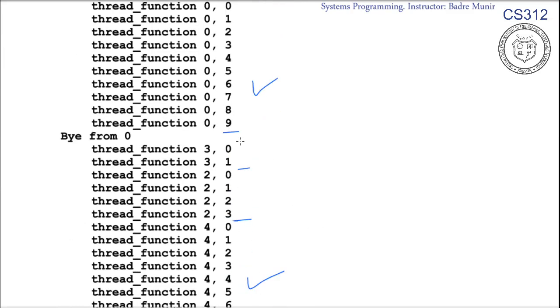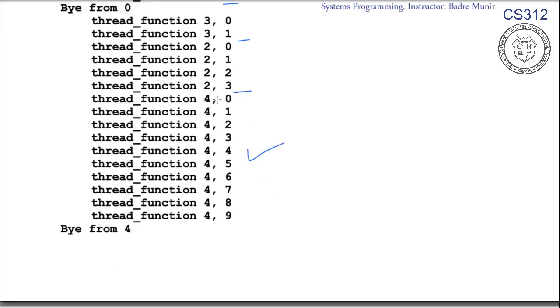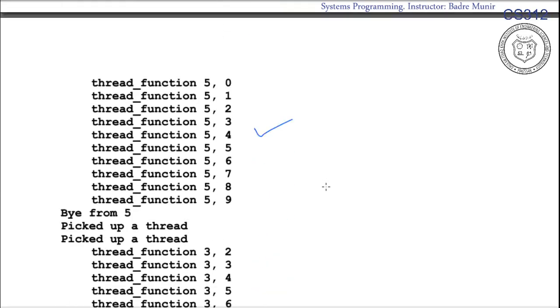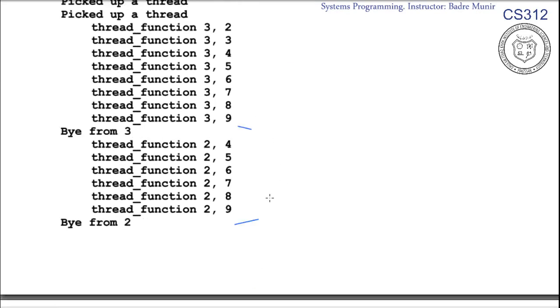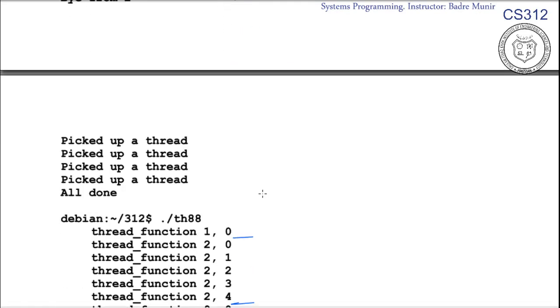Then we see that thread 3 was scheduled. It was only able to manage 2 iterations and it was scheduled out. Then we had thread 2 given a chance to execute. It managed only 4 iterations before thread 4 was scheduled in. And this keeps on happening until all threads are scheduled in, eventually getting a chance to complete, and the program is all done.